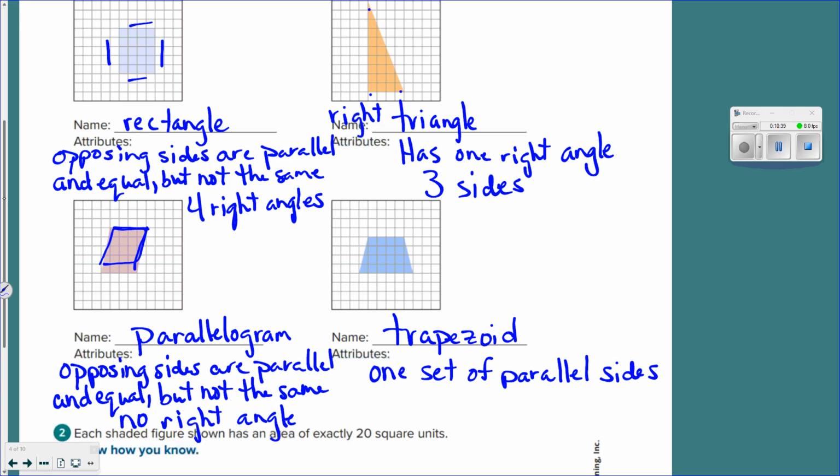Is it one set of parallel sides or at least? No, if it only has one set of parallel sides, it's a trapezoid. Because when I get the two sets of parallel sides, if both sides are parallel, then it's a parallelogram again. And then when I get to where both sides are parallel, but there's also a right angle, then it's a rectangle. So when I get four-sided, opposing sides are parallel and there's a right angle, now it's a rectangle. If I get to where all four sides are the same and it's all right angles, then it's a square. Make sense?